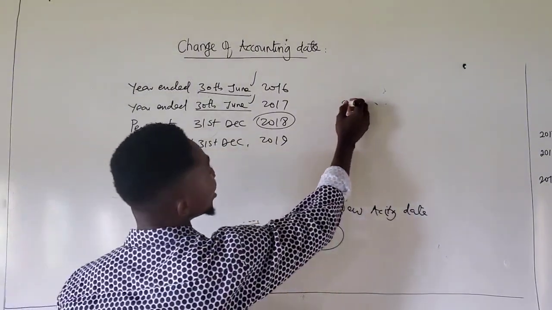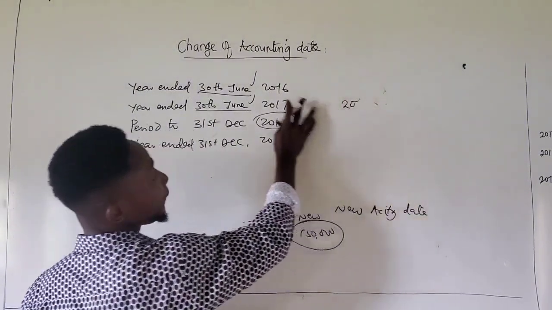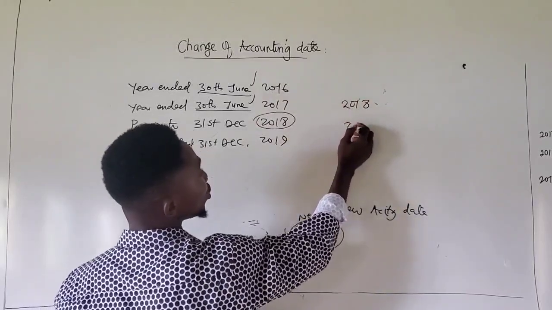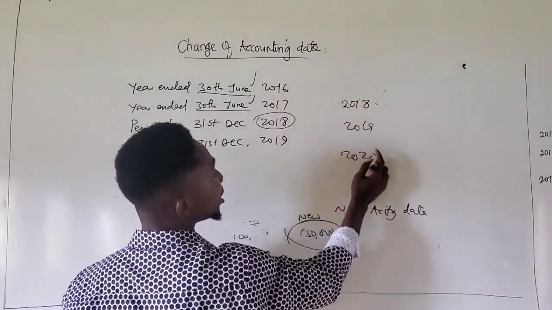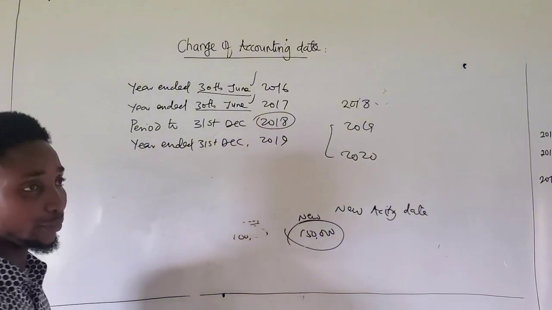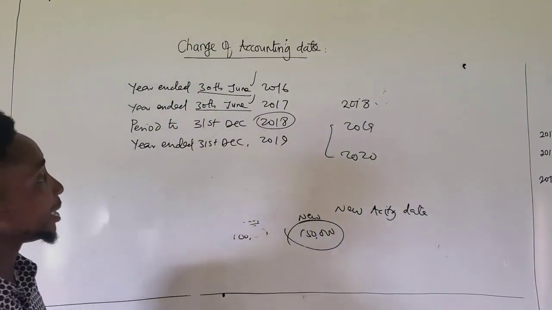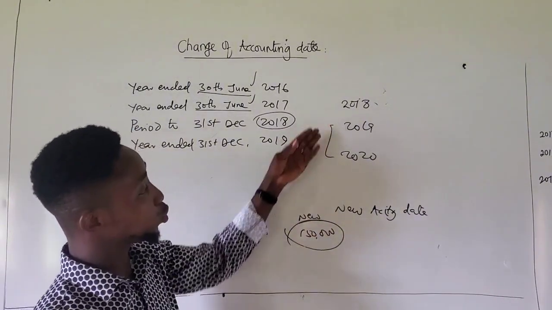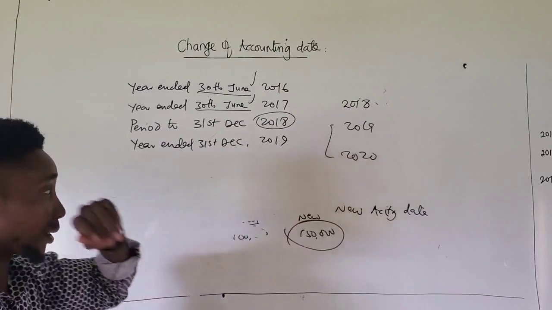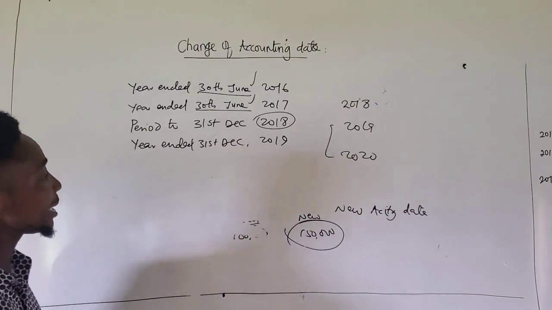So practically, the year they failed to make up account will be 2018, and 2019 and 2020 will now follow. 2 years following. According to the rule, identify the year they failed to make up account and 2 years following. You understand? Then let's take another scenario.